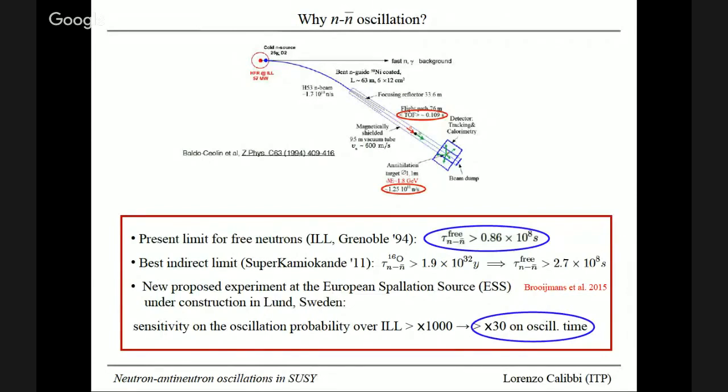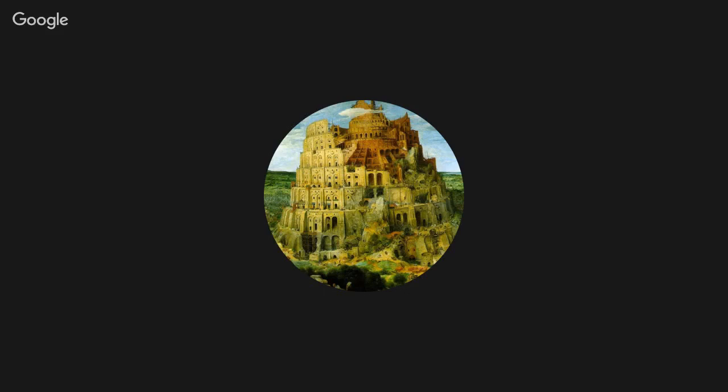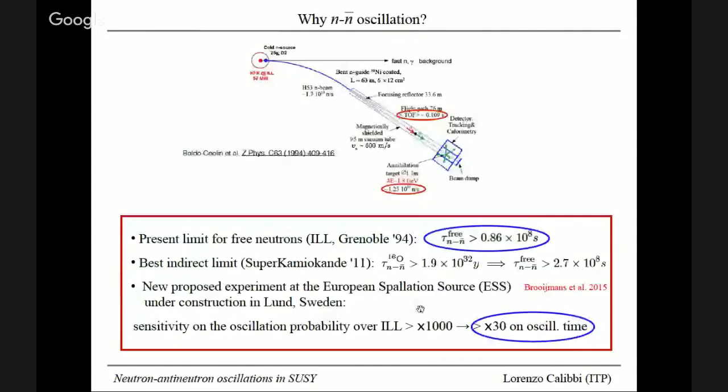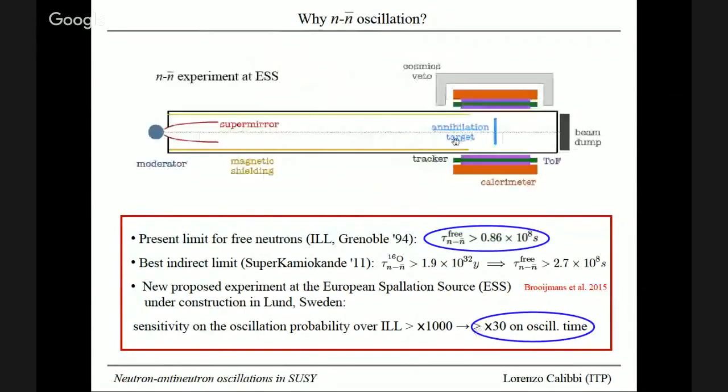So this is also why my collaborators in this project were all people working in Sweden, by the way. And we aim at improving the sensitivity on the neutron oscillation probability by 3 orders of magnitude. So quite a remarkable improvement, which, translated in a limit on the oscillation time, will be a factor of 30 or so. So this is a sketch of the proposed experimental setup.